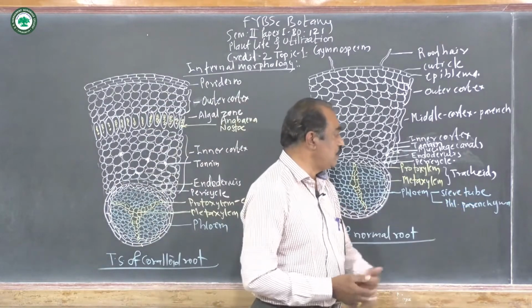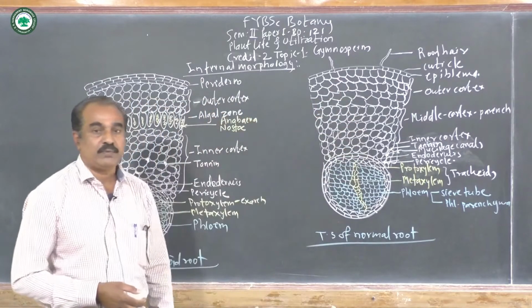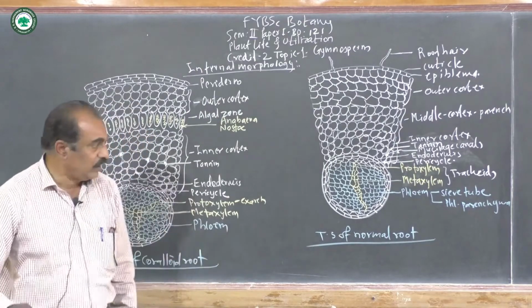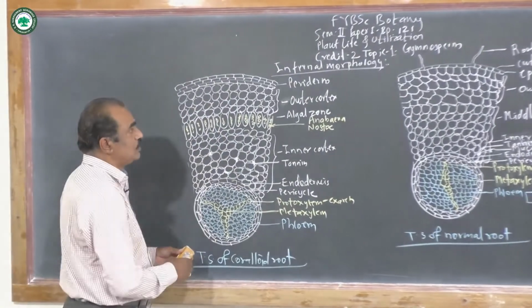For example, sieve tubes are there, phloem parenchyma is also there. So this is about the normal taproot internal morphology. Now we are going to see the next point, that is the internal morphology of the stem.